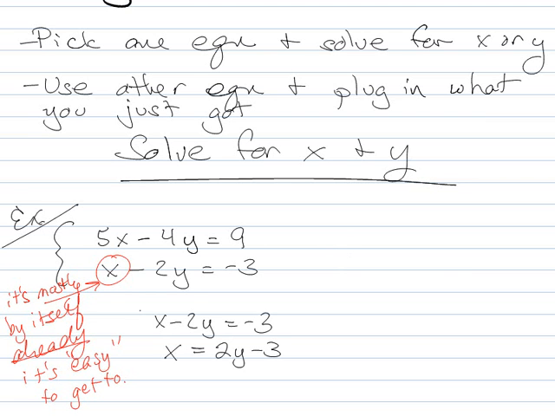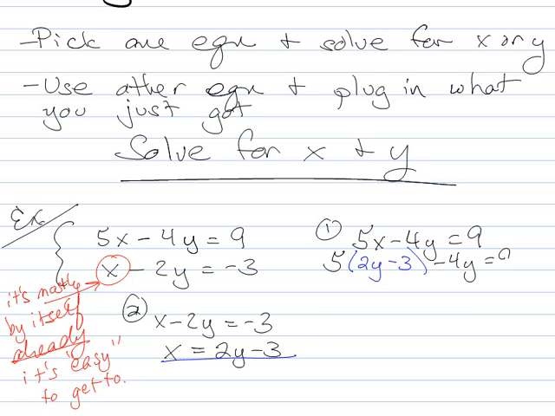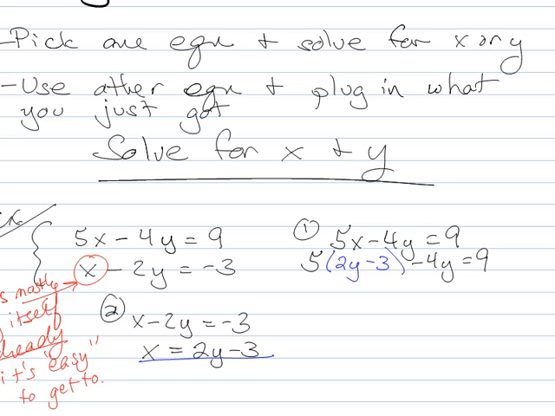Now we're going to take the one we didn't use, 5x minus 4y equals 9, and now we're going to plug in this for x. So now, instead of writing 5x, I plug in for x. What do I put in for x? I'm going to plug in for x 2y minus 3. And what's happened now is you have an equation with just y's in it.